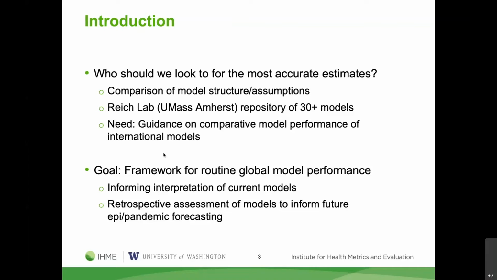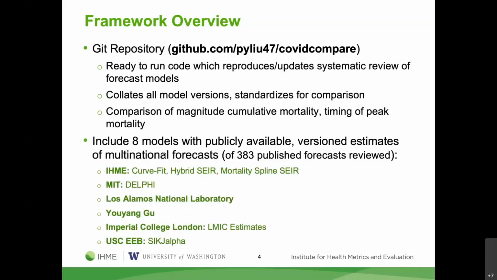So the main product of this effort was a repository of code, which you can access here, that has a set of ready-to-run code which reproduces and updates a systematic review of forecasting models from PubMed and medRxiv, as well as other sources. It collates all model versions that are publicly available and downloadable, standardizes them for comparison, and ultimately allows us to do things like compare the predictive performance of the magnitude of cumulative mortality and timing of peak mortality, two key metrics that have been useful for policy and public health officials.